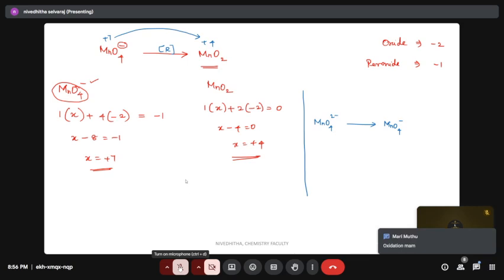Oxidation. Okay, Marimuthu's answer and Vedant's answer is oxidation. Anyone, either Marimuthu or Vedant, can you please justify your answer? Shall I justify, ma'am? Ma'am, MnO4 2 minus is changed into MnO4 minus, ma'am. Okay. Have you found that it is an oxidation reaction? Gaining power, charge of the oxygen, ma'am.